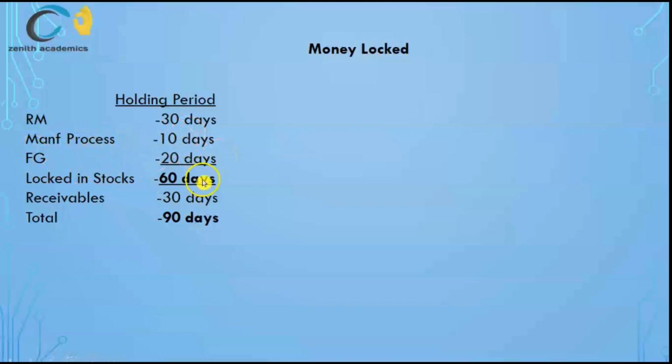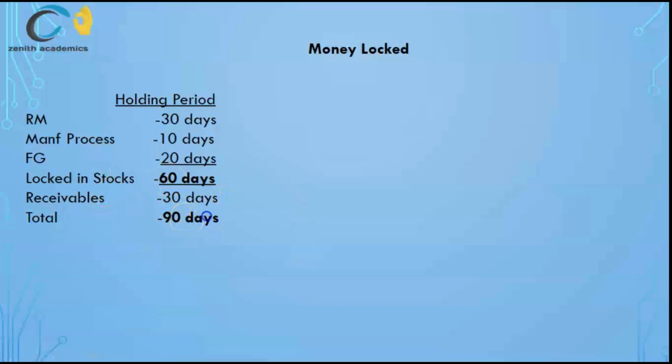Therefore, the total holding period of raw material, the work in progress and the finished goods is 60 days, right? We can say that the money is locked up in stock for 60 days. Then the receivables take another 30 days to realize in cash. In this way, the gross operating cycle is 90 days.